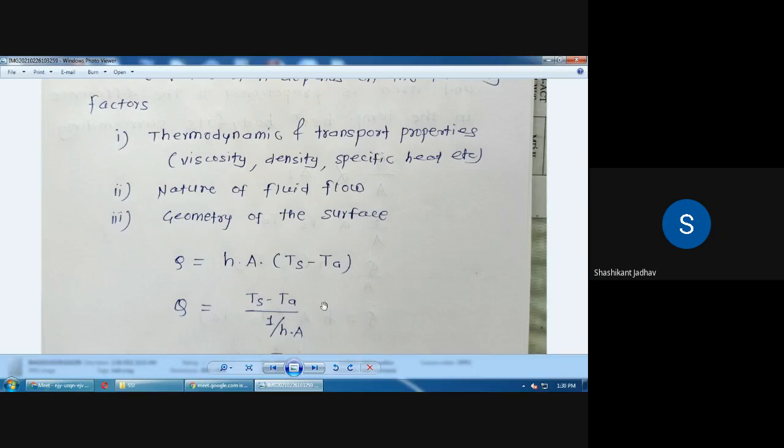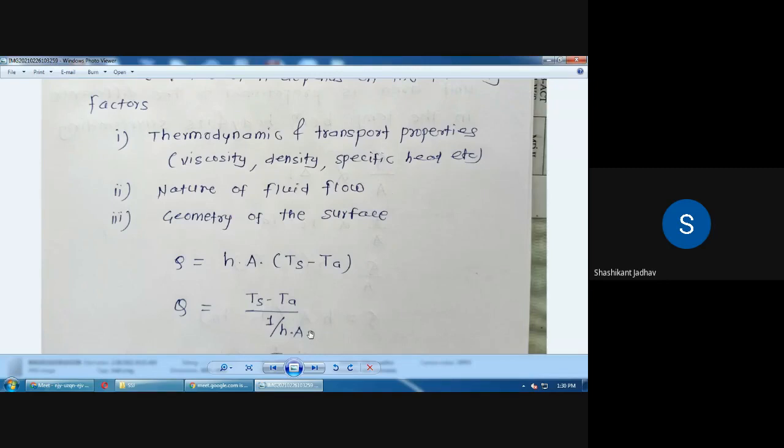From that we get the value of thermal resistance. Heat is transferring because of the temperature difference, meaning Q is flowing because of Ts minus Ta. But which factor opposes the heat transfer? That is 1 upon hA. That 1 upon hA is nothing but the resistance for that particular heat flow. 1 upon hA is resisting the heat flow. This resistance is because of the convection, so 1 upon hA is nothing but the thermal resistance for the convection.